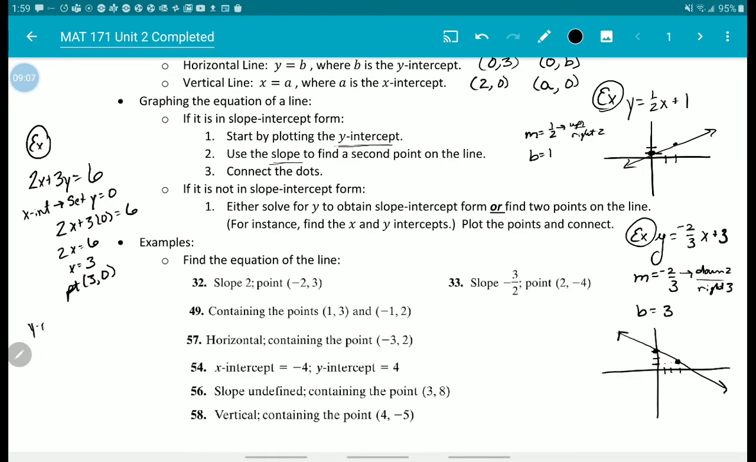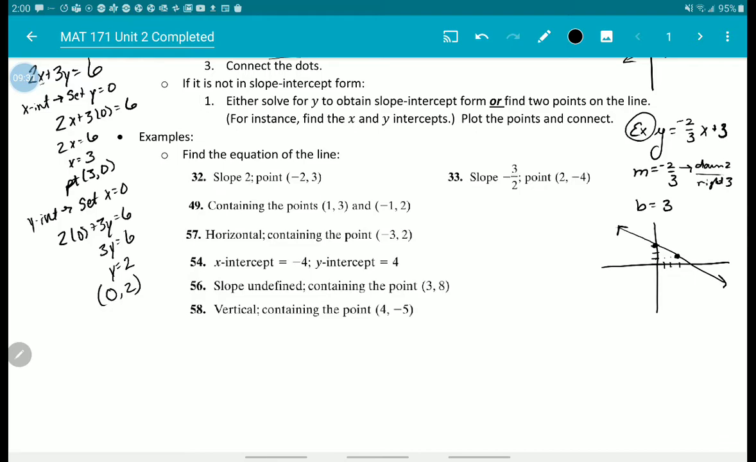Now let's find the y-intercept. To find the y-intercept, we're going to set x equal to 0. So if we plug 0 in for that x, we have 3y is equal to 6, so y is equal to 2. So our point is (0, 2). That gives you enough information to graph. So we have an x-intercept at 3, a y-intercept at 2, and we can connect those dots. And there's our line.